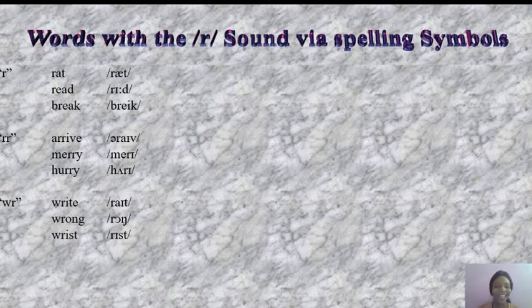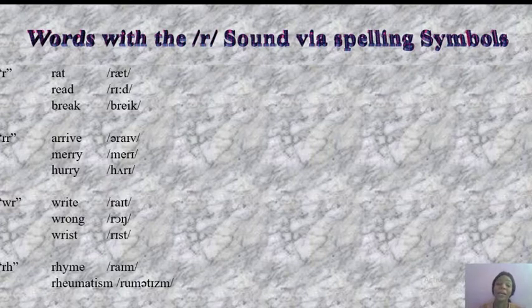Okay, let's look at the next spelling symbol. The next spelling symbol is RH. Now, most words that have RH in their spellings are actually pronounced using the R sound. We have the word rhyme. We have the word rheumatism.